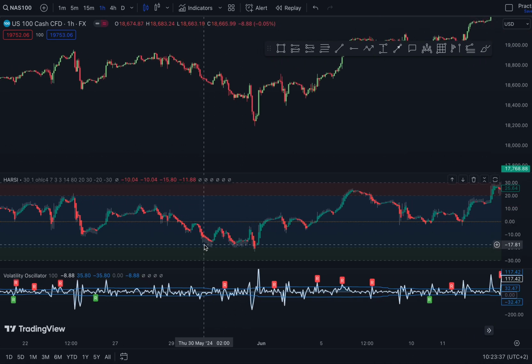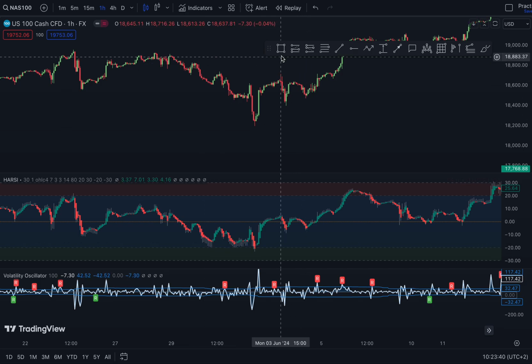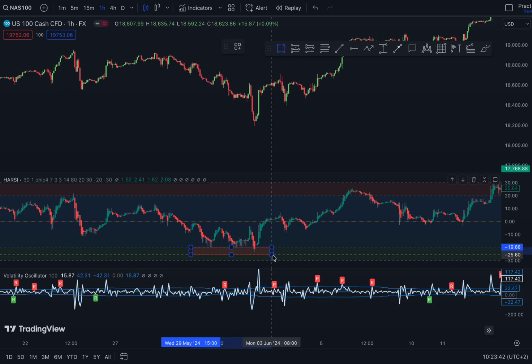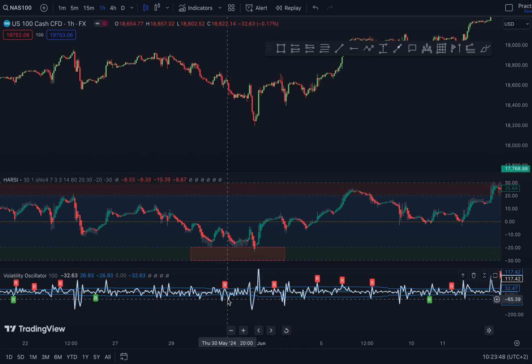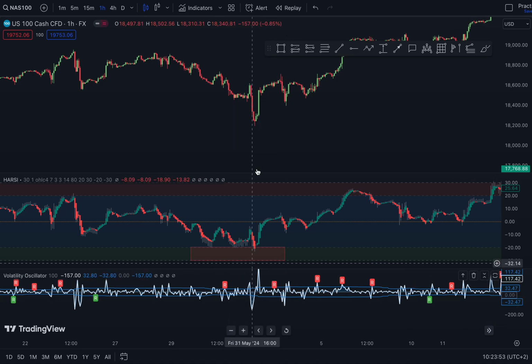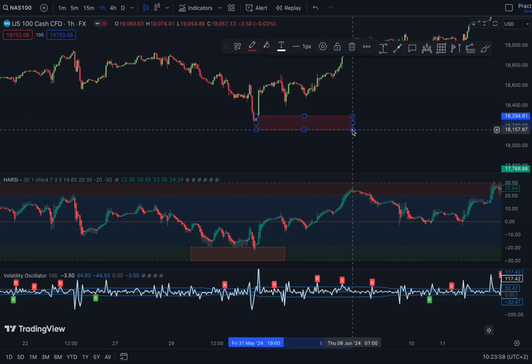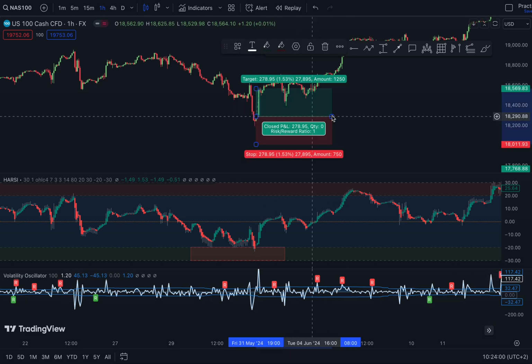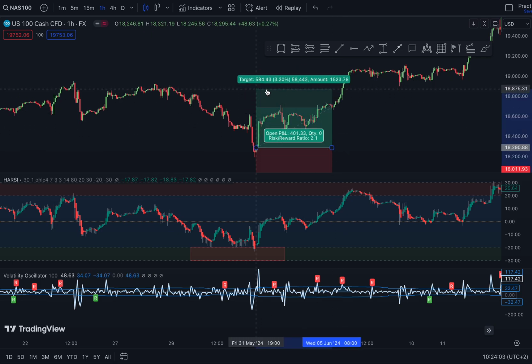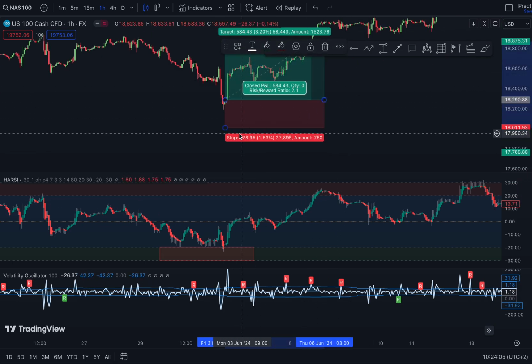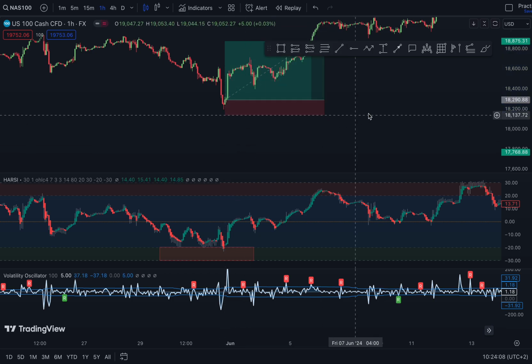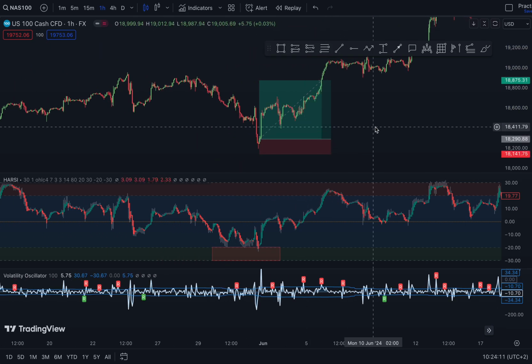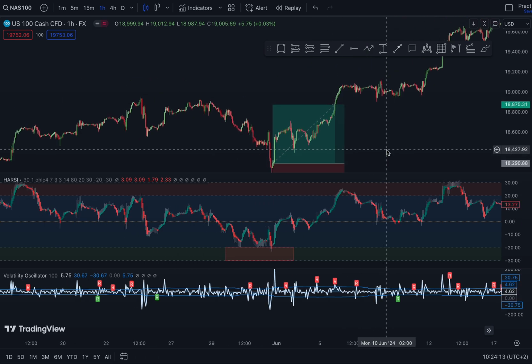All right, cool. You see, we are oversold officially right here. And we have volume kicking in along the way, but with specifically this one, you can see volume really has kicked in. Volume kicked in there. As you can see, volume did kick in and we got the trade. So that's just how the strategy works.